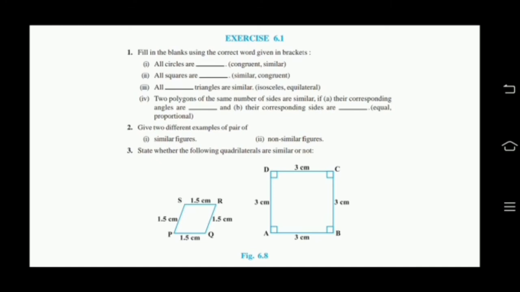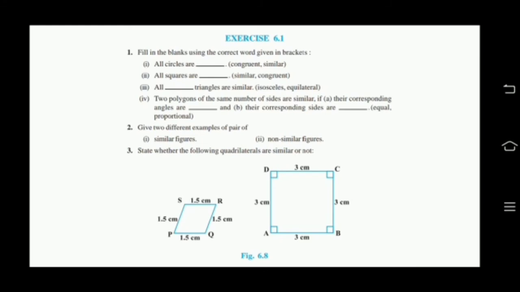Third question: all dash triangles are similar. We have discussed that all equilateral triangles are similar. Why? What is the condition for two triangles to be similar? Two triangles should have the same angles. All equilateral triangles will have the same set of angles, that is 60 degrees, 60 degrees and 60 degrees. So any two equilateral triangles are similar to each other.